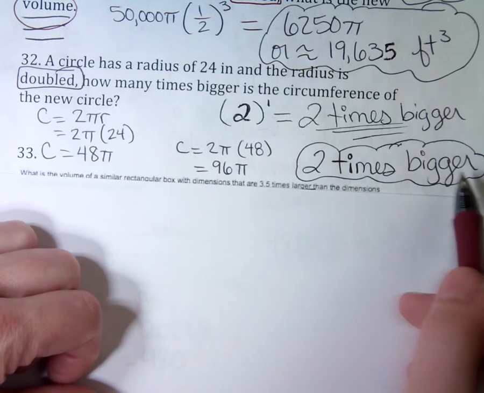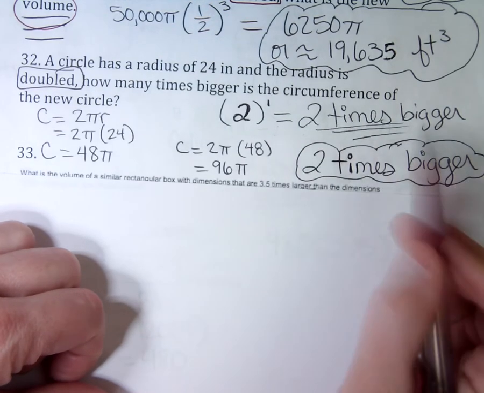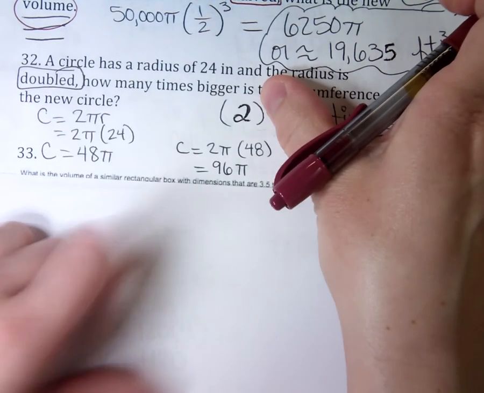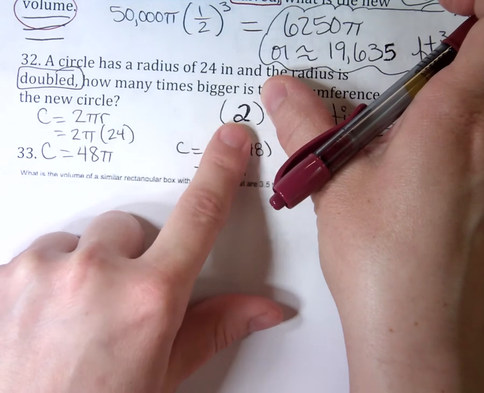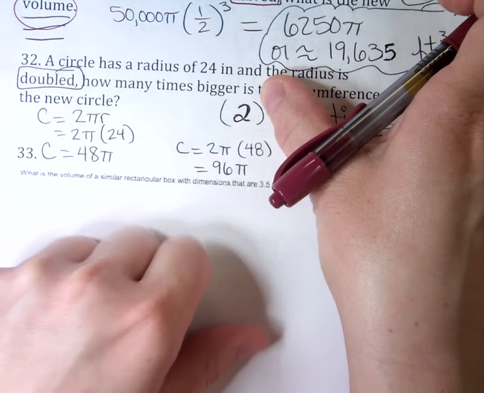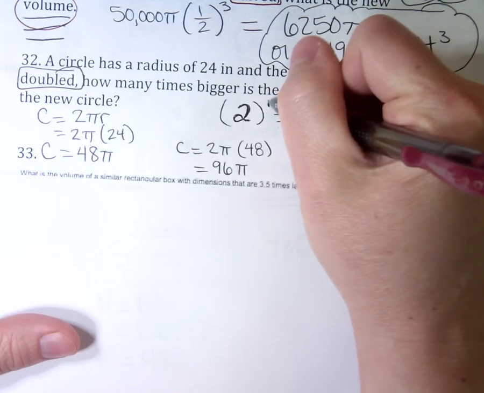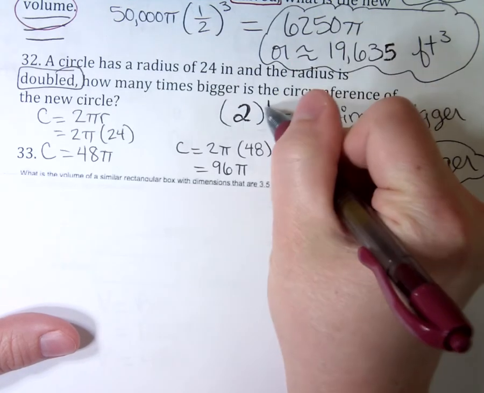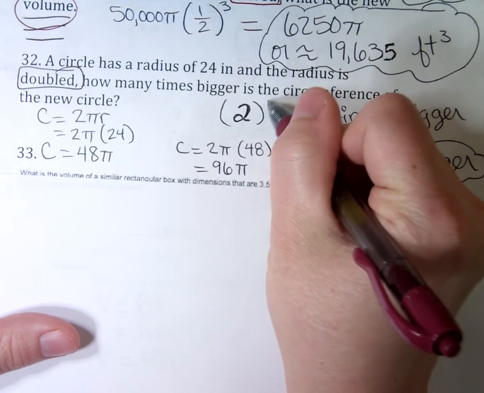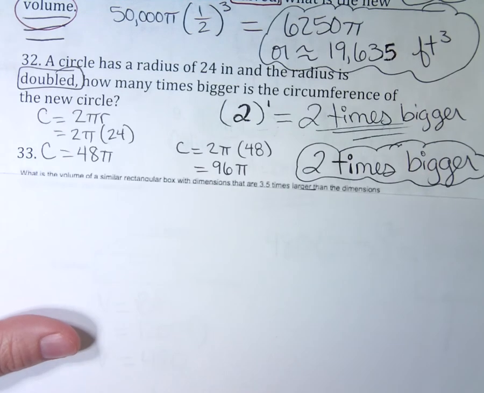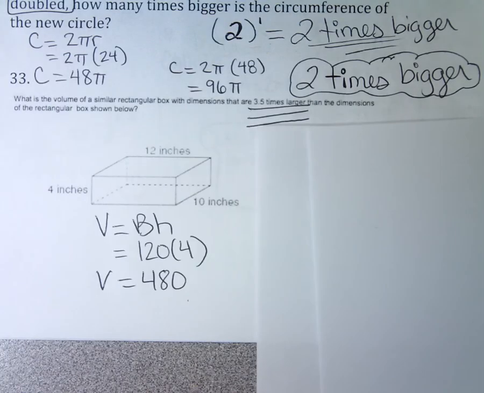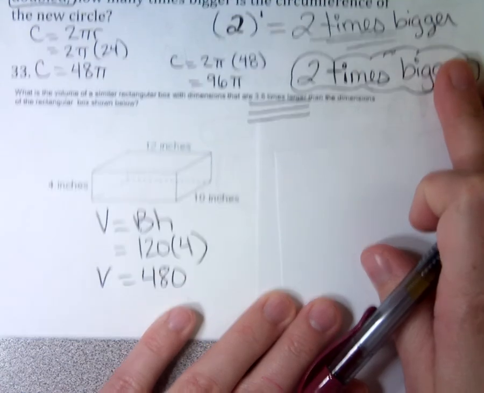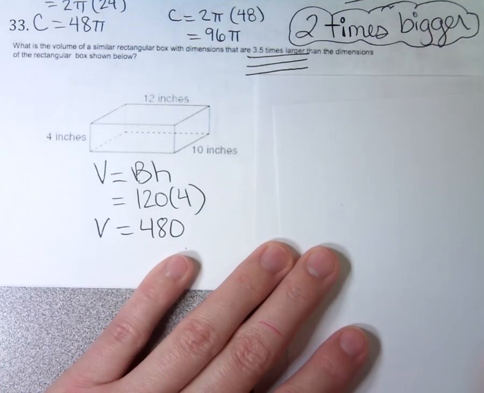So I worked it out so you could see how many times bigger it was, and then I also practiced our formula that we learned. The change, what's happening, twice as big, 3 times as big, a fourth the size. And then exponent of 1 for perimeter and circumference, exponent of a 2 if it's area, exponent of a 3 if it's volume.